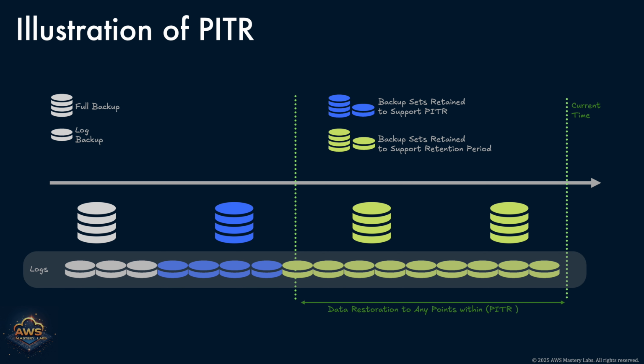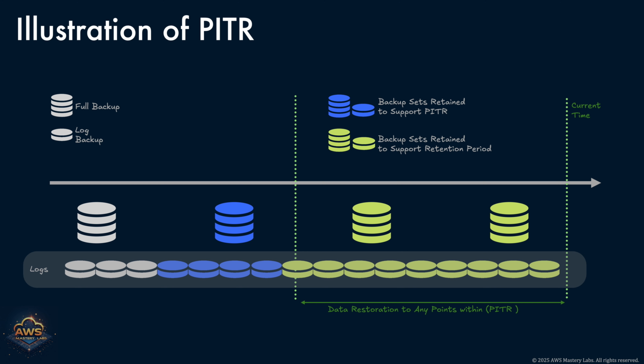Following the full backup, log backups are performed at regular intervals. These are depicted as smaller disks labeled Log Backup and are used to track every transaction or change made to the database after the initial full backup. Think of them as a journal that records every detail needed to replay database operations over time. As the timeline progresses, new full backups are taken periodically, each followed by its own sequence of log backups.